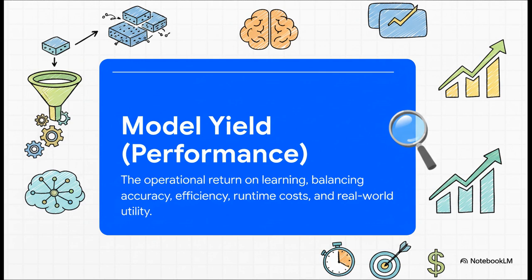But after all this data cleaning, training, and testing, we have to step back and think about the most important thing of all, model yield. I mean, think about it. What good is a model with 99% accuracy if it's too slow to be useful, or costs a fortune to run in the real world? Yield is the true measure of a model's success. It's that perfect balance between accuracy and just plain real-world usefulness.